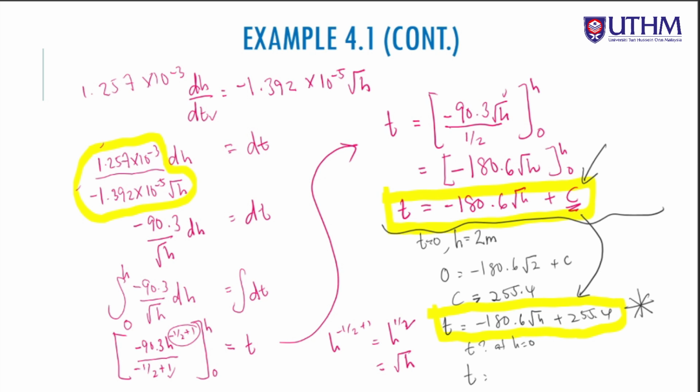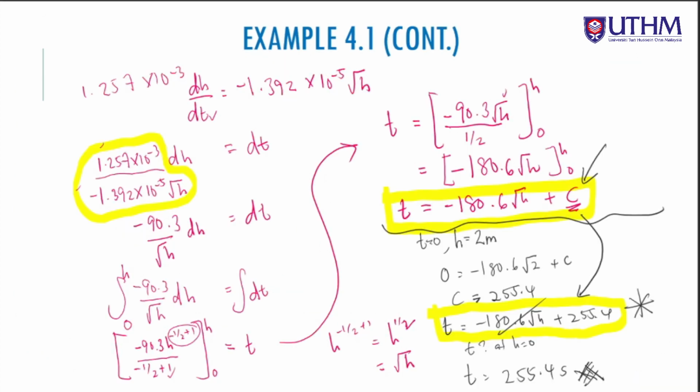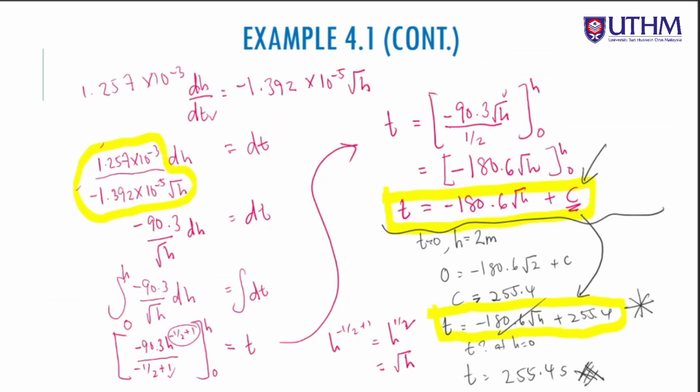So apa kita buat? T equals to, bila this part is 0, T akan jadi 255.4 second. Betul tak? Sebab H kita substitute 0. So this part will become 0, and then what left over is T equals to 255.4 second. So this is the answer apabila dia tanya time for it to drain. Okay, itu sahaja untuk example kan. Example nampak simple, tapi jalan pengiraan dia agak mencabar sikit lah. Hopefully you guys can understand.